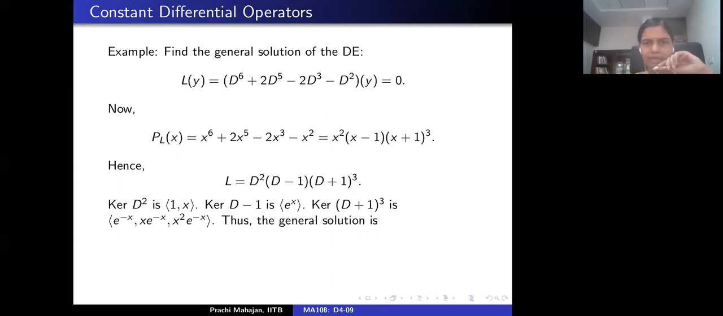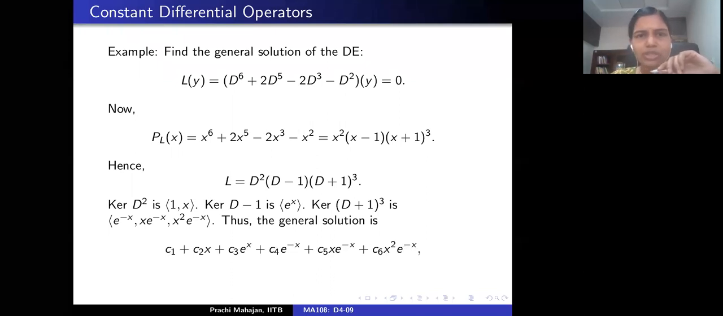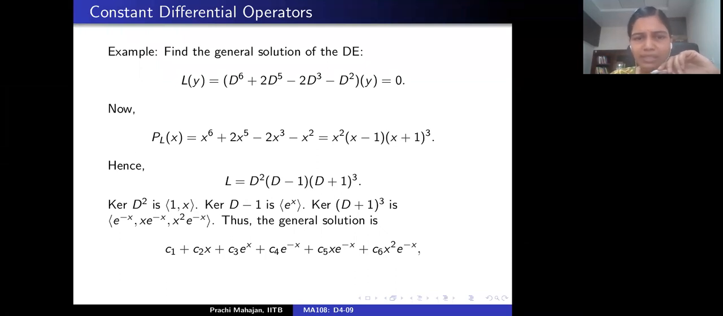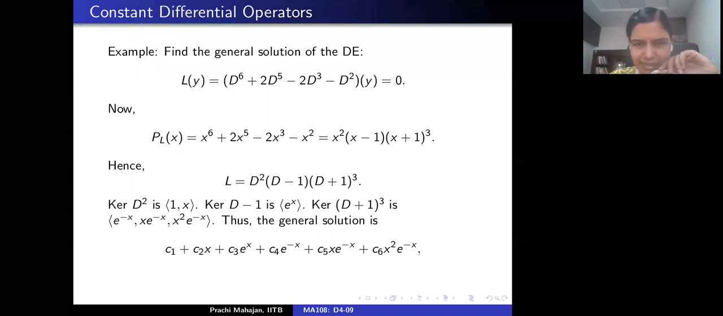So ideally, one would look at the solution set 1, x, e to the power x, e to the power minus x, x e to the power minus x, x squared e to the power minus x. Each of these is actually a solution to the given order 6 differential equation. The next thing to check is that these are linearly independent, correct? And hence the general solution of the given differential equation is going to be a linear combination of these 6 solutions.